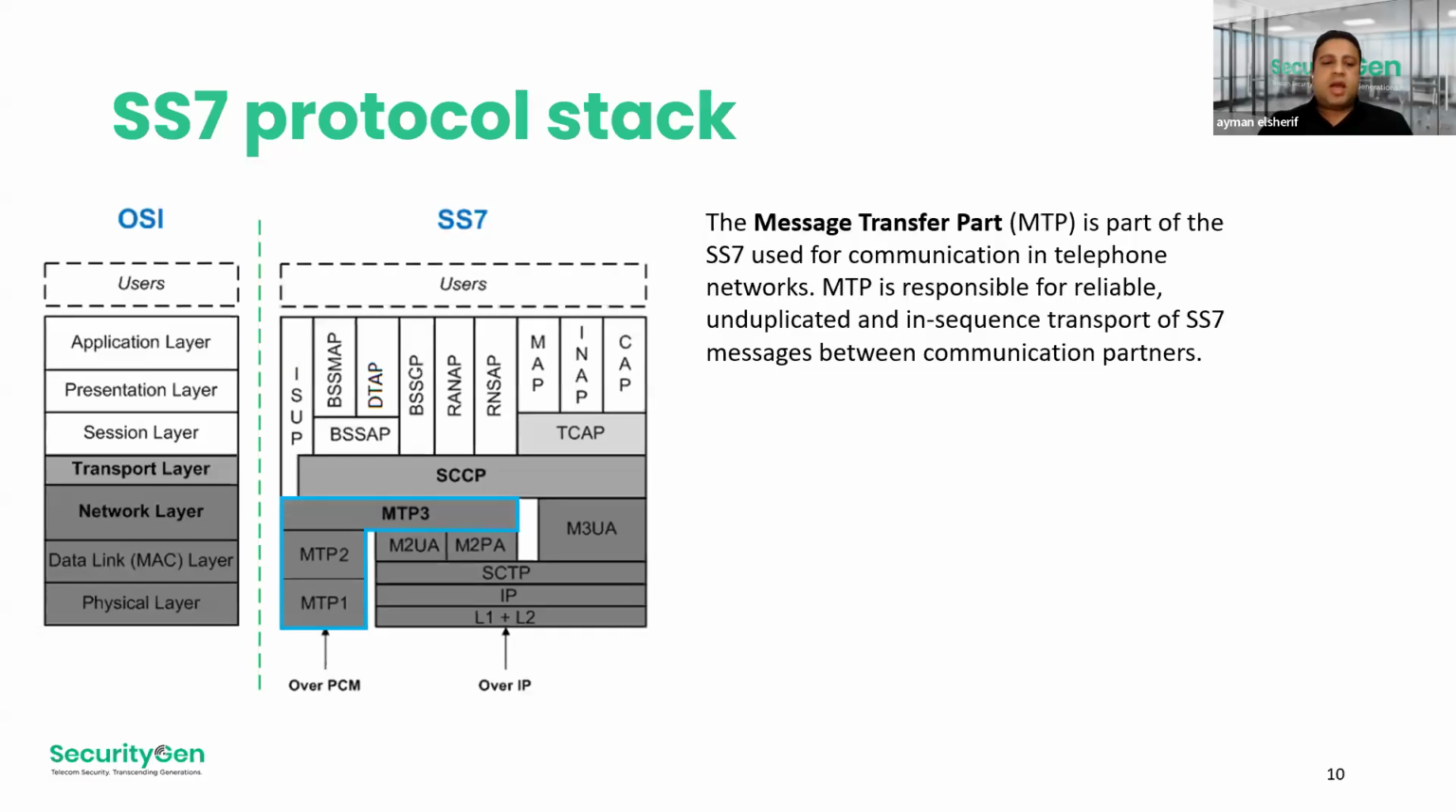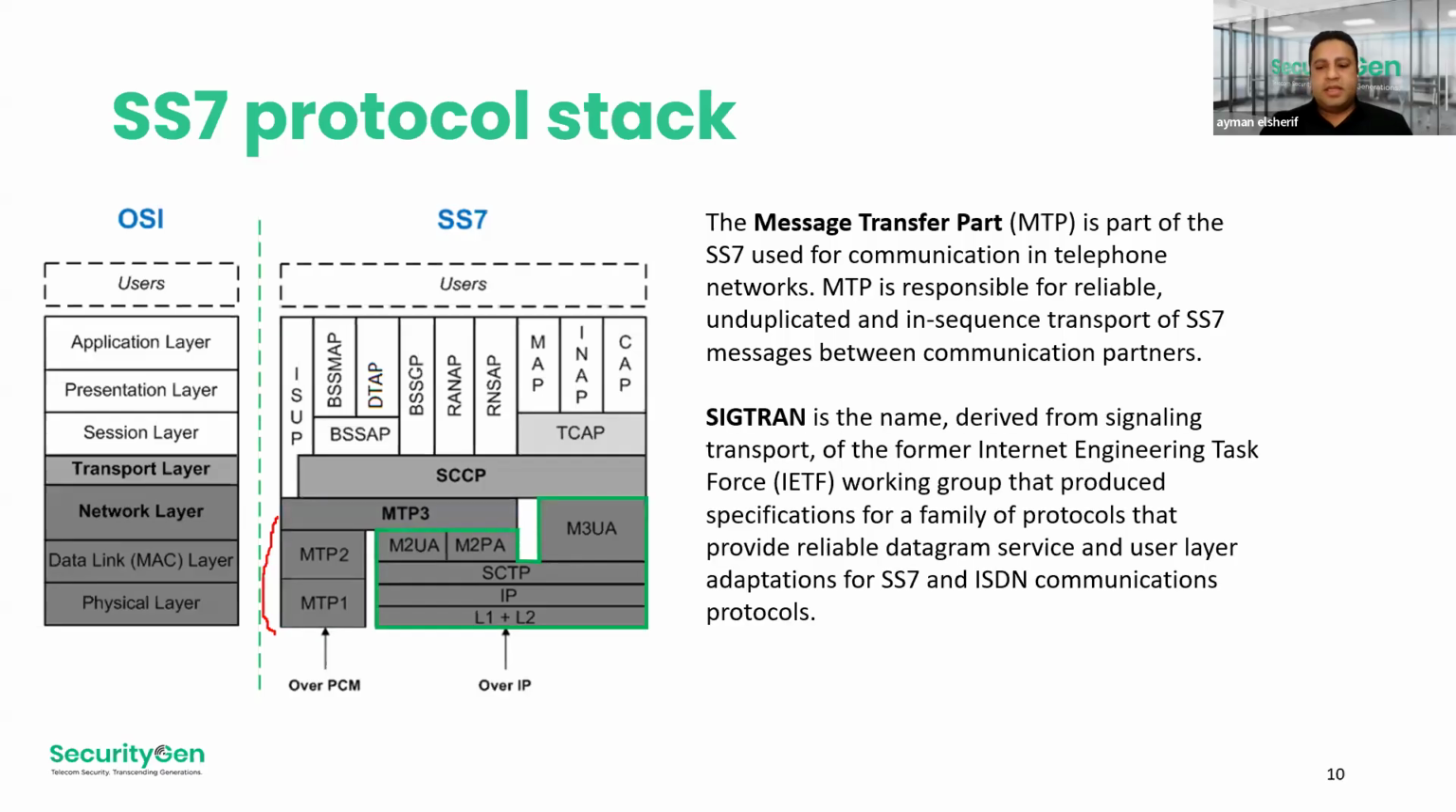So the first group of protocols, highlighted in blue, are used mainly for legacy SS7 or the transmission of SS7 over TDM links. It consists of Message Transfer Part 1, 2, and 3, which are mainly responsible for physical connectivity and transmission over TDM. The second group, highlighted in green, are used for SS7 over SIGTRAN. SIGTRAN is a family of protocols introduced by the Internet Engineering Task Force. Its main purpose is to allow sending SS7 traffic over IP networks instead of legacy links like TDM. Together, these protocols represent the lower layers of the SS7 stack.